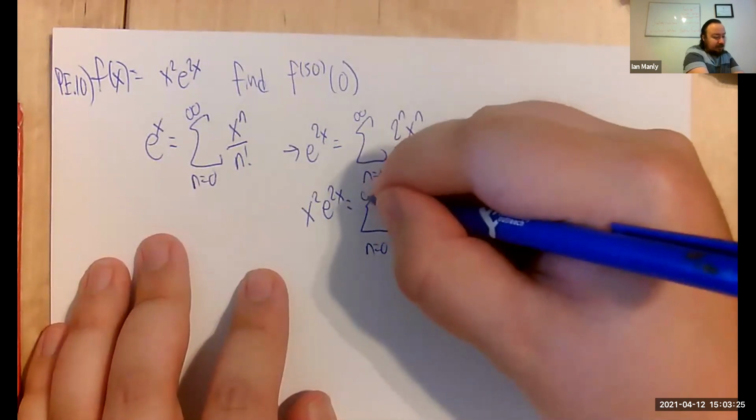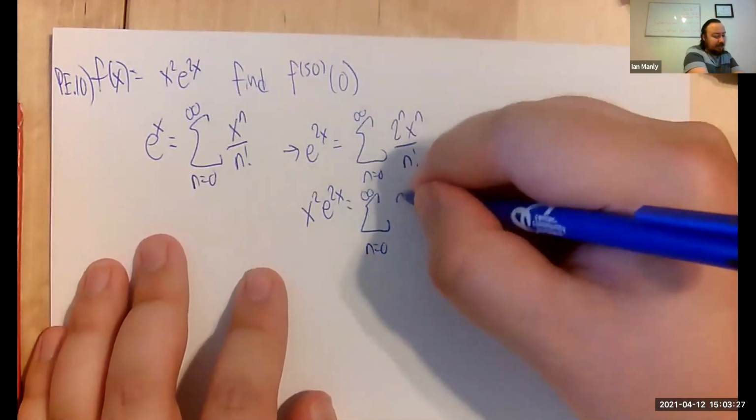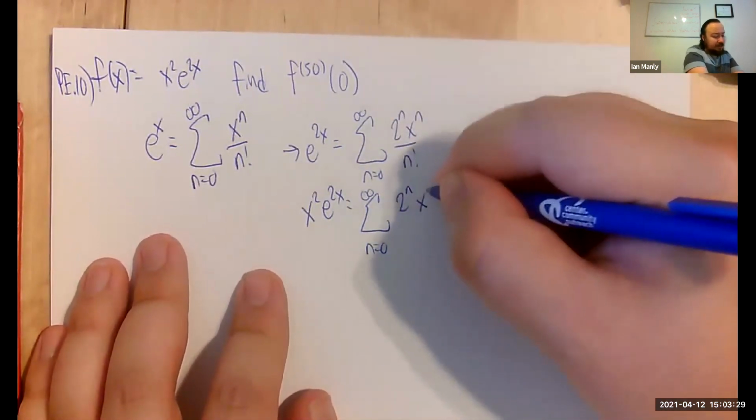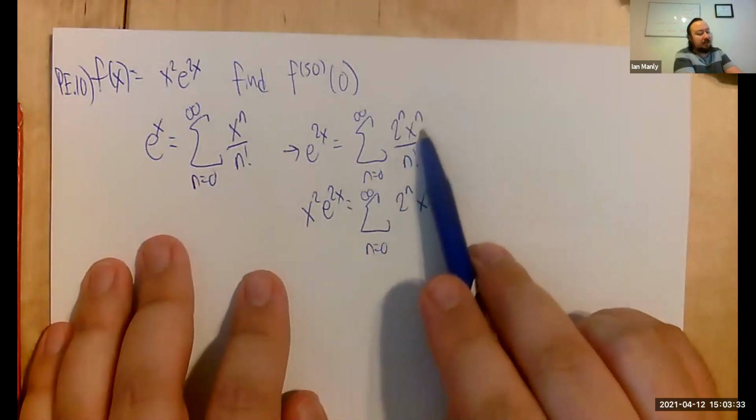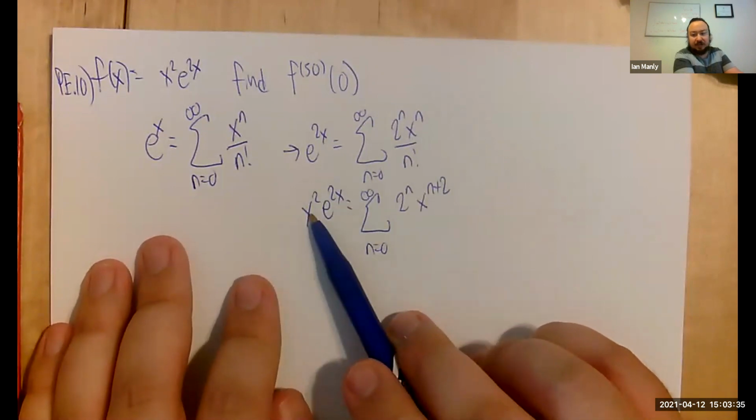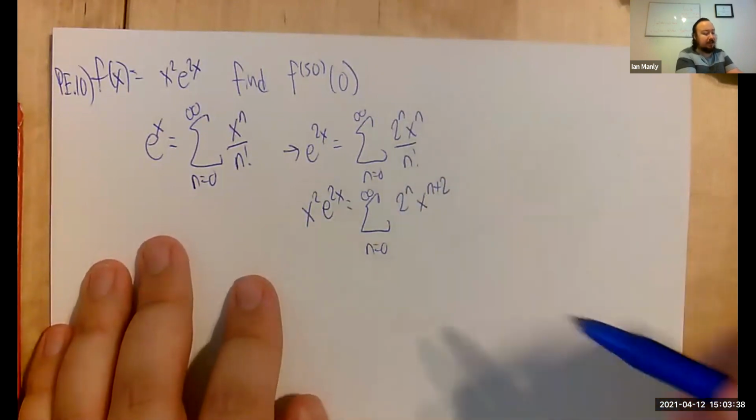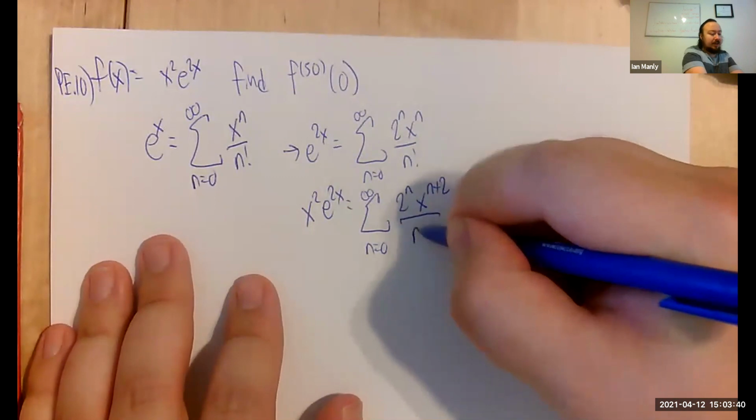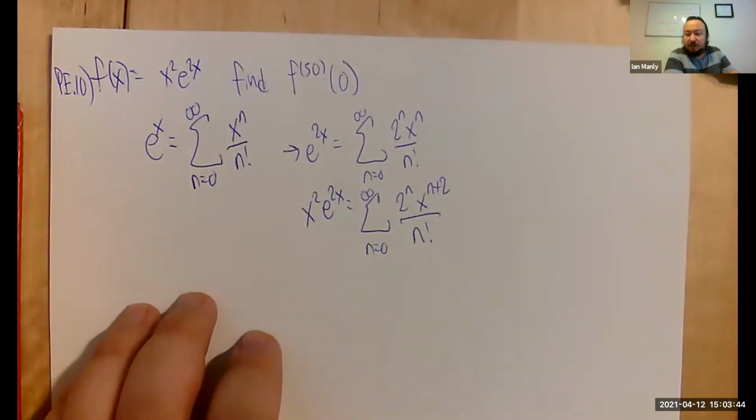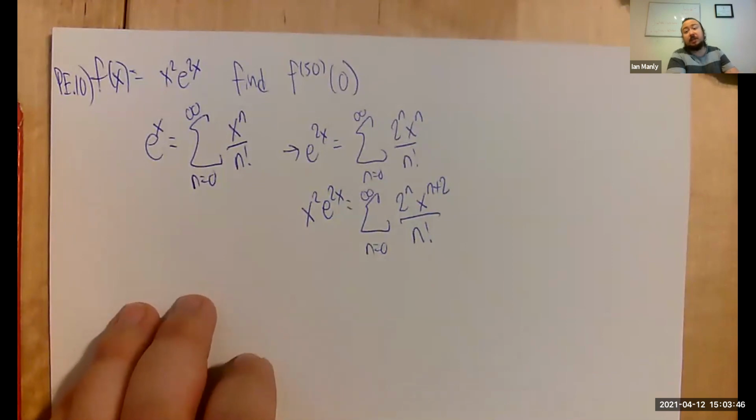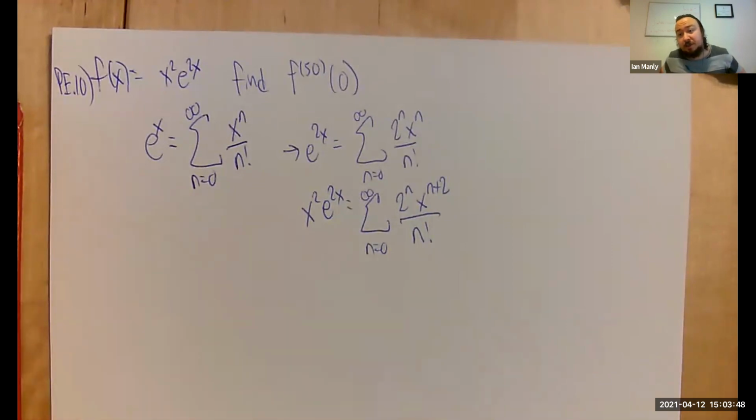We have the sum from n equals 0 to infinity of 2 to the n x to the n plus 2, because I multiplied by an x squared, so this became x to the n plus 2, and then we divide by n factorial. Are all Maclaurin series able to be used as power series centered around zero? Yeah, that's exactly what they are. A Maclaurin series is just a power series centered at zero.